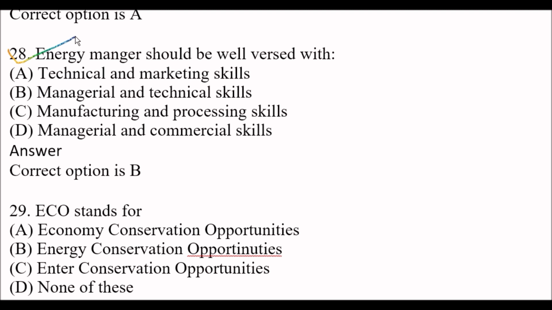Option B, managerial and technical skills. Option C, manufacturing and processing skills. Option D, managerial and commercial skills. Right answer is option B, managerial and technical skills. Next question.